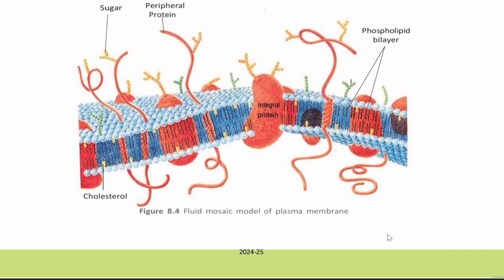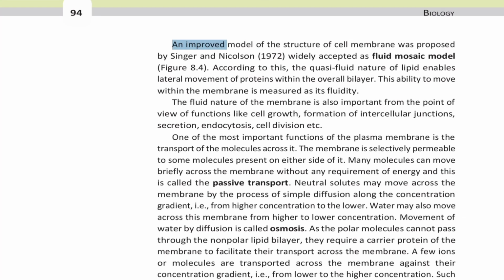Figure 8.4 shows fluid mosaic model of plasma membrane. An improved model of structure of cell membrane was proposed by Singer and Nicolson in 1972, widely accepted as fluid mosaic model. According to this, the quasi-fluid nature of lipid enables lateral movement of proteins within the overall bilayer. This ability to move within the membrane is measured as its fluidity. The fluid nature of membrane is also important from the point of view of functions like cell growth, formation of intercellular junctions, secretion, endocytosis, and cell division, etc.